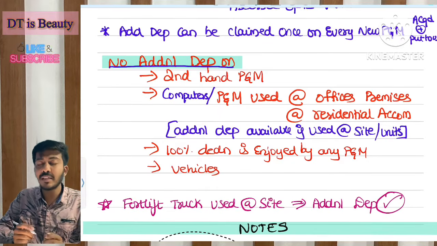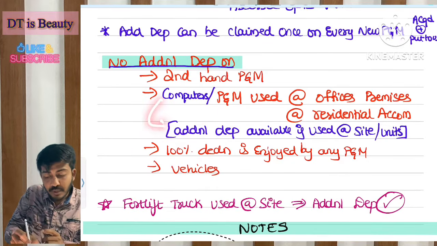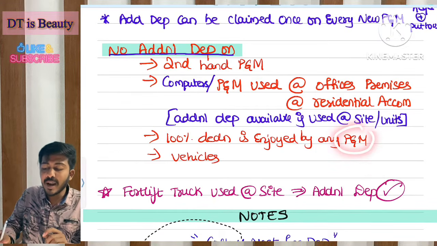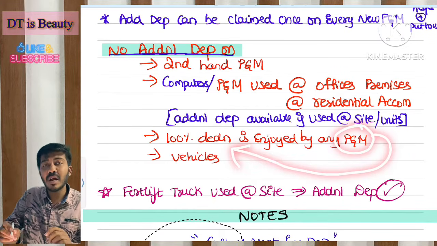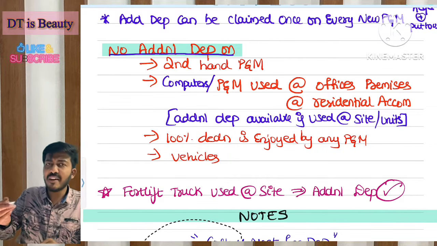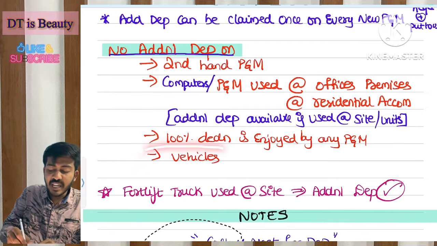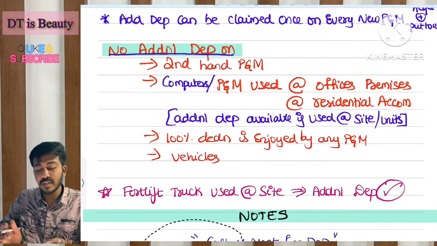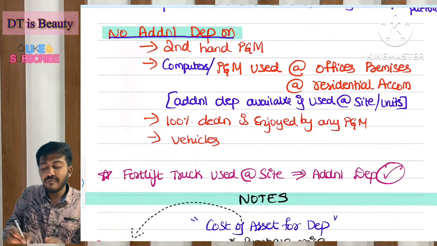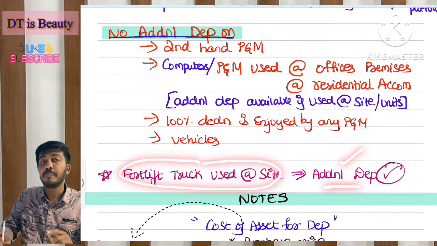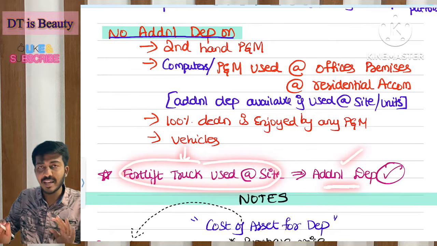Computers, you will think there is no additional depreciation, but computers used at site can enjoy additional depreciation. And there is no additional depreciation for any plant and machinery on which you have claimed 100% deduction anywhere else in the chapter or anywhere else in the income tax. Simple. Which means they have given 100% deductions. Next, on vehicles, which includes ships, aircrafts, all these things, you can never claim additional depreciation. And on a forklift truck used at site, additional depreciation can be claimed. Okay, it should not be included in the vehicles category.